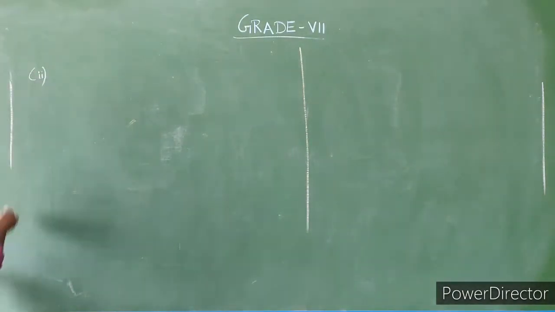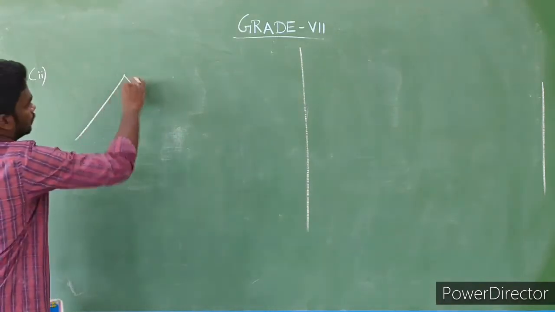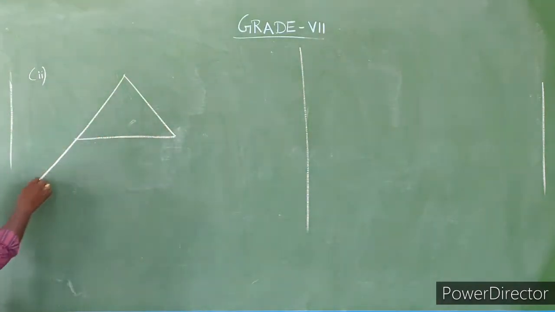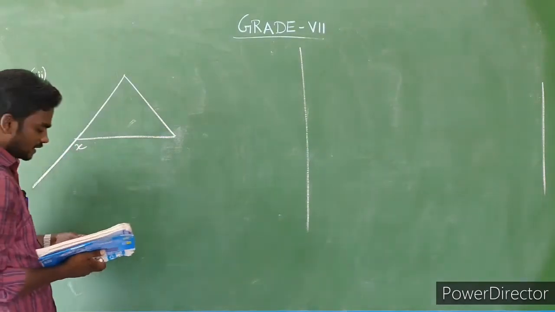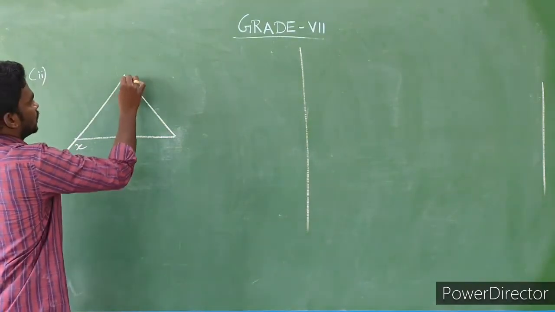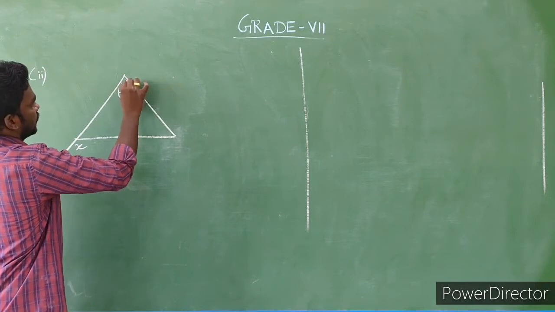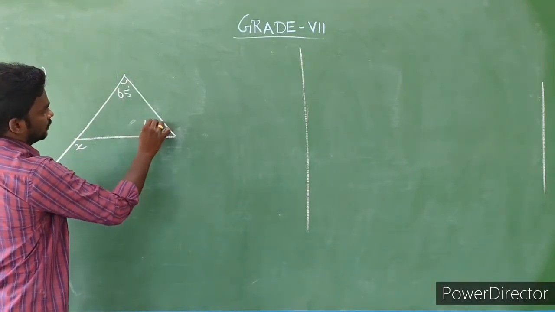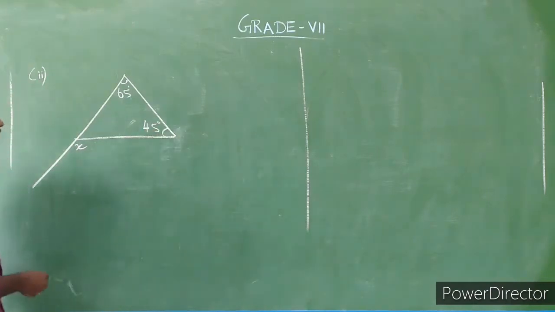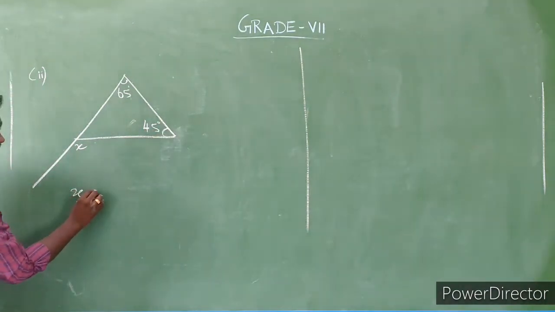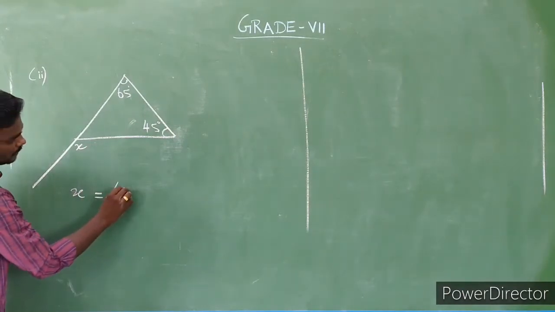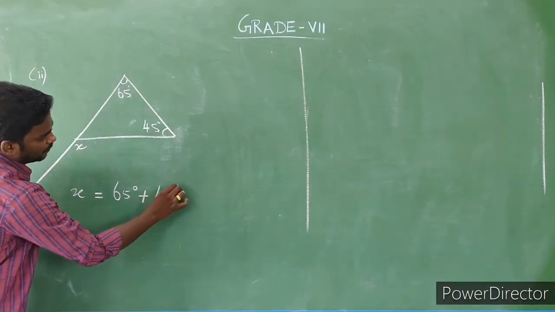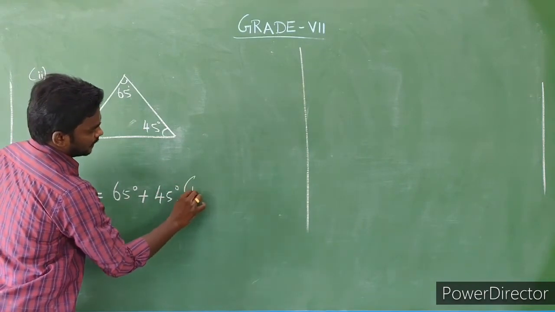What's our second question? Angle x is an exterior angle. So the interior angles are 65 degrees and 45 degrees, as given. How to find the exterior angle? x is equal to 65 degrees plus 45 degrees by using the exterior angle property.